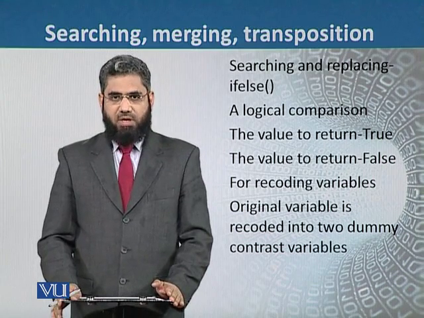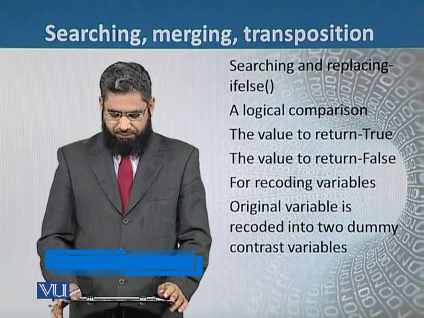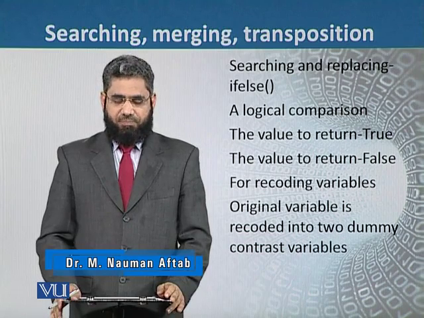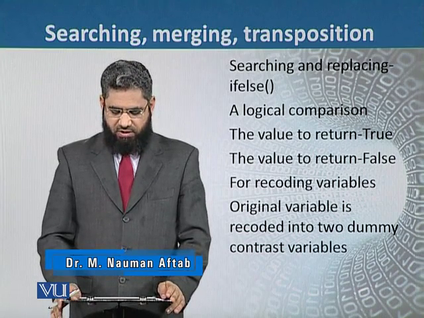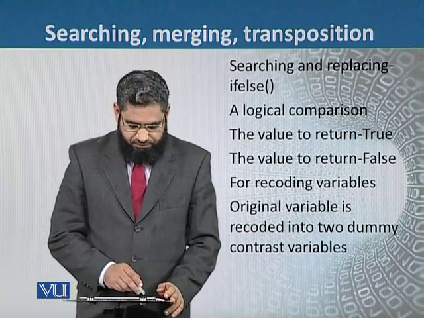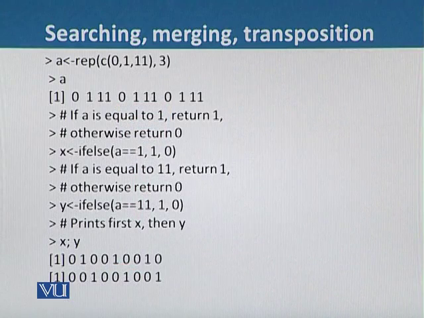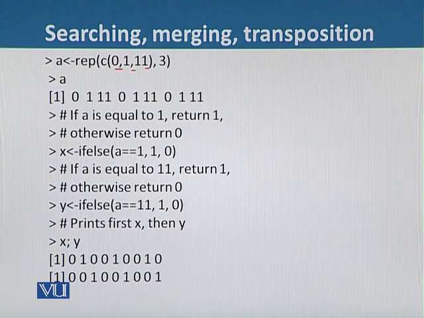And these ifelse commands can be used for recoding various variables. If we use this command, the original variable is recoded into two dummy contrast variables. Here we can see we have the vector 0, 1 and 11, and 3 is written here. It means that they will be replicated in triplicate: 0, 1, 11, 0, 1, 11, 0, 1, 11.